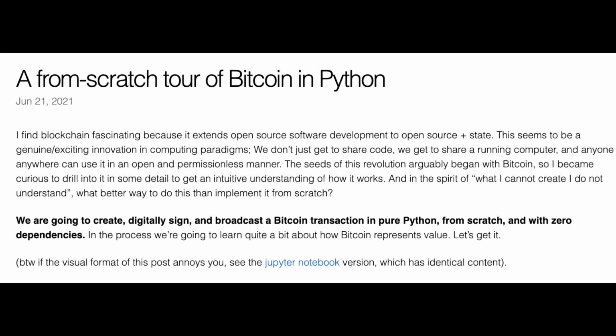UTXOs sounds a little intimidating, I gotta admit. It's not too bad once you wrap your head around it. Think of them like individual bills in your wallet, right? So say you've got a $10 bill and you want to grab a coffee that costs $4. You hand over that $10 bill, but then you get some change back, right? Well, in Bitcoin land, that initial $10 bill, that was a UTXO. When you buy your coffee, you're essentially creating two brand new UTXOs. One for $4 that goes to the coffee shop, and another one for $6 that comes back to you as change.